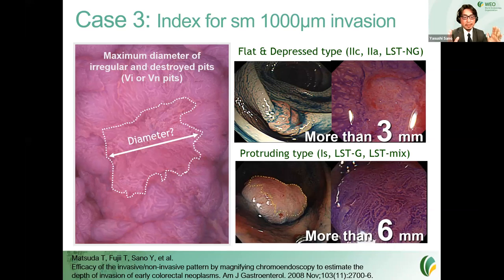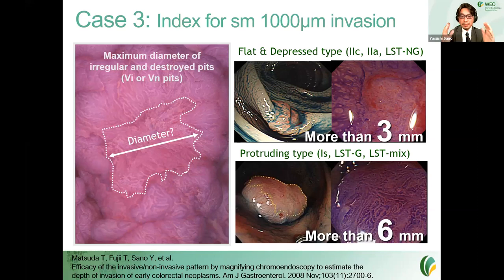Maximum diameter of the irregular and the distal pits is very important. It's correlated with the depth of invasion. If the diameter is more than 3 mm in flattened, depressed-type lesions, meaning a 2C or 2A or LST, it is correlated with submucosal micro-invasion.